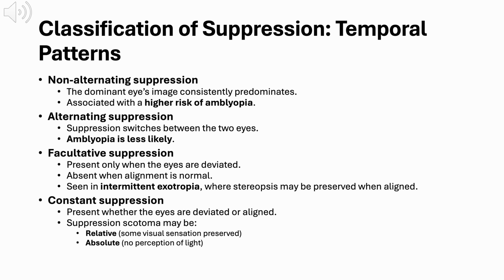Constant suppression is present regardless of whether the eyes are aligned or deviated. In these cases, a suppression scotoma is always present. That scotoma may be relative, meaning some visual sensation remains, or absolute, meaning there is no perception of light. The key idea is that the more consistent and one-sided the suppression, the greater the risk to visual development.